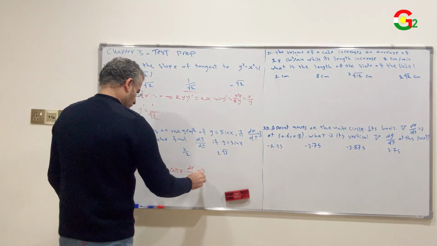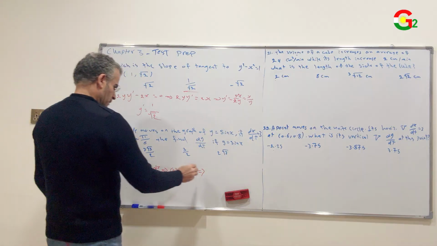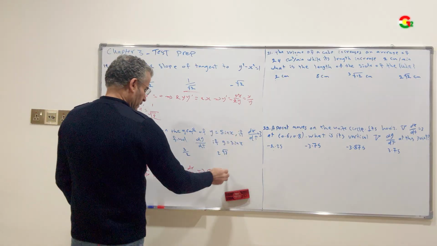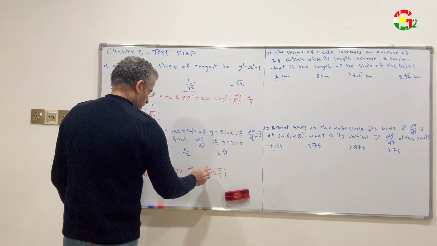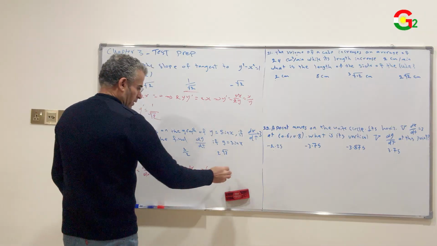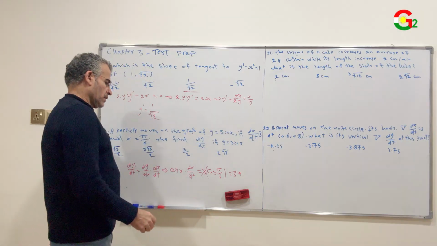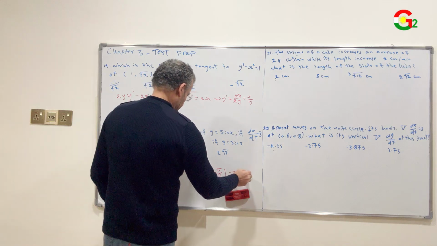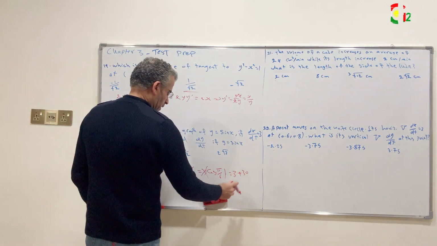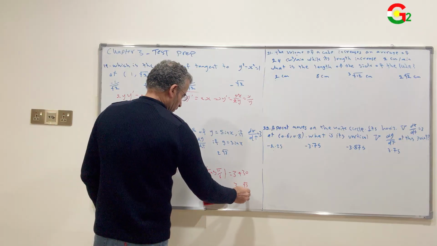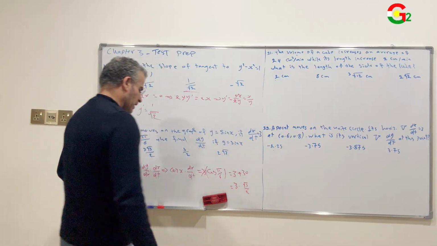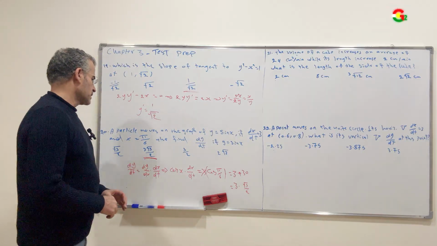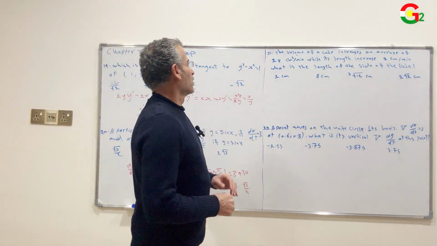Then cosine x is cosine pi over 6, times dx over dt, which is 3. That equals 3 times cosine of 180 over 6, cosine 30, which is square root 3 over 2. Then the final answer is 3 square root 3 over 2. Choice B.